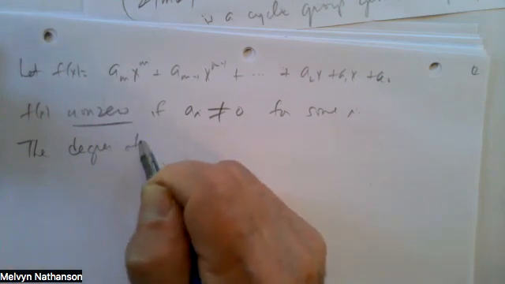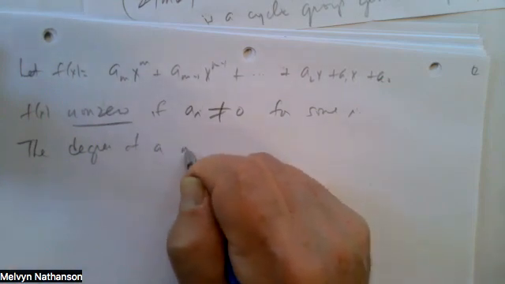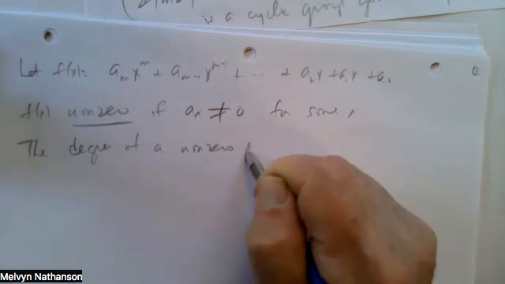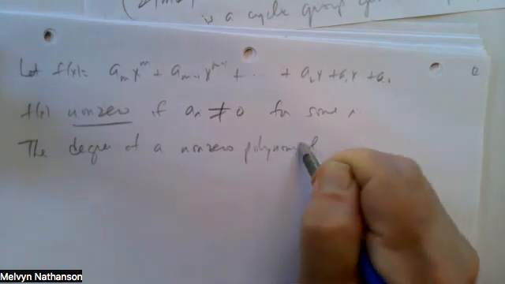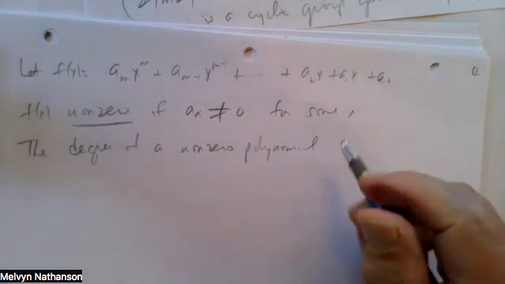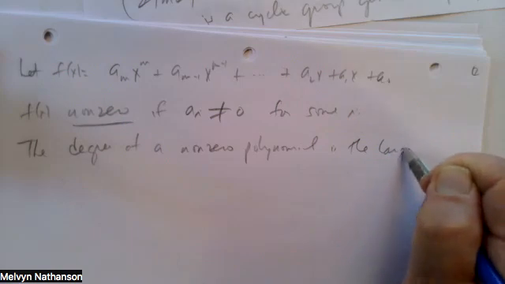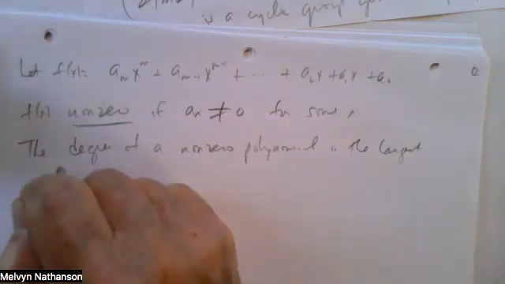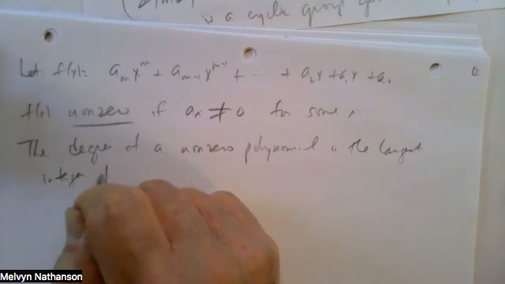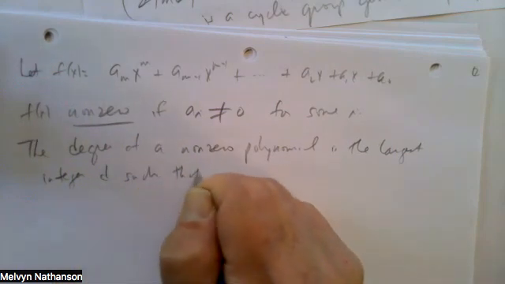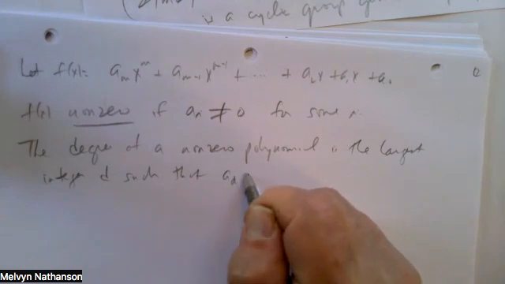The degree of a non-zero polynomial. The polynomial 0 doesn't have a degree, it's not defined. The degree of a non-zero polynomial is the largest integer d such that the dth coefficient a sub d is different from 0. I mean, it's exactly what you know it is. It's not really changing, we're just being a little bit careful.